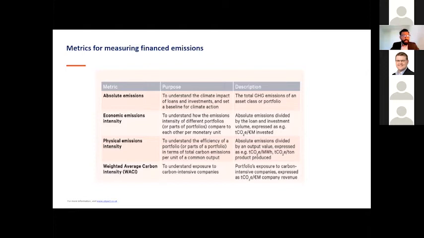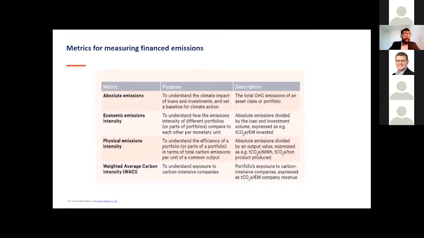The physical emissions intensity. So here, to understand the efficiency of a portfolio or parts of a portfolio in terms of total carbon emissions per unit of physical output. Now, this might not be 100% relevant to financial institutions or pension funds. This is more related to industrial or manufacturing organizations. But when one is looking deeper into a company and deeper into a portfolio, looking at company level metrics, then one can look at the absolute emissions of a company divided by an output value expressed as, for example, tons of carbon equivalent per megawatt hours if it's an electric company, or tons of carbon per product produced if it's an industrial or manufacturing company.